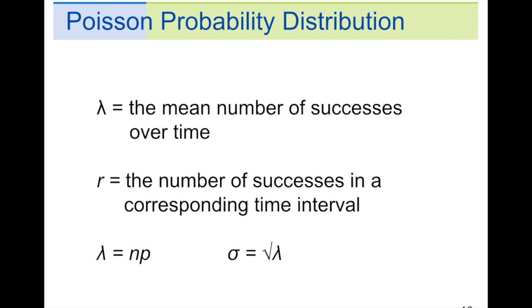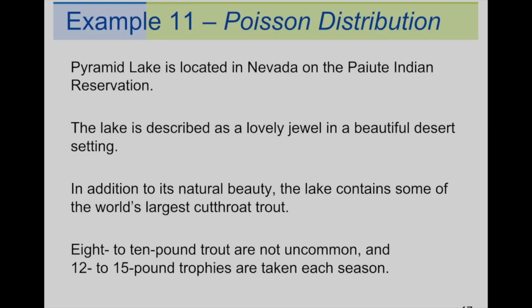So in this case, the Greek letter lambda is the mean number of successes over time. So we're using lambda now instead of mu. And R still is the number of successes in a corresponding time interval. And so lambda is just np, just like it was with binomial. And sigma, the standard deviation, is the square root of the mean, so the square root of lambda.